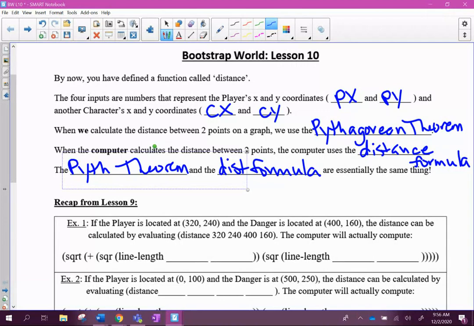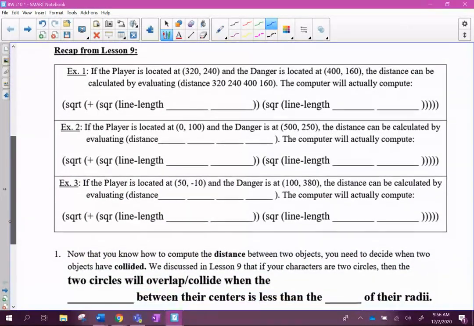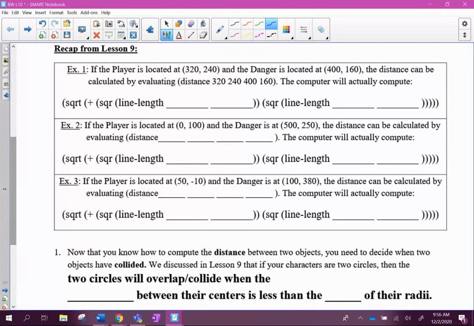Okay, so in this box here, we just have an example that we're going to recap from lesson 9, and it's talking about finding the line length of the distance between 2 points. So in example 1 here, it says if the player is located at the coordinates 320, 240, and the danger is located at the coordinate 400, 160, the distance can be calculated by evaluating distance 320, 240, 400, 160.